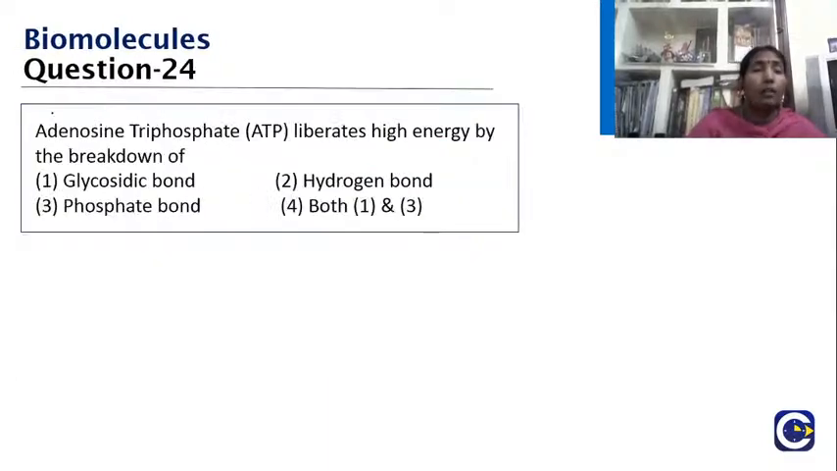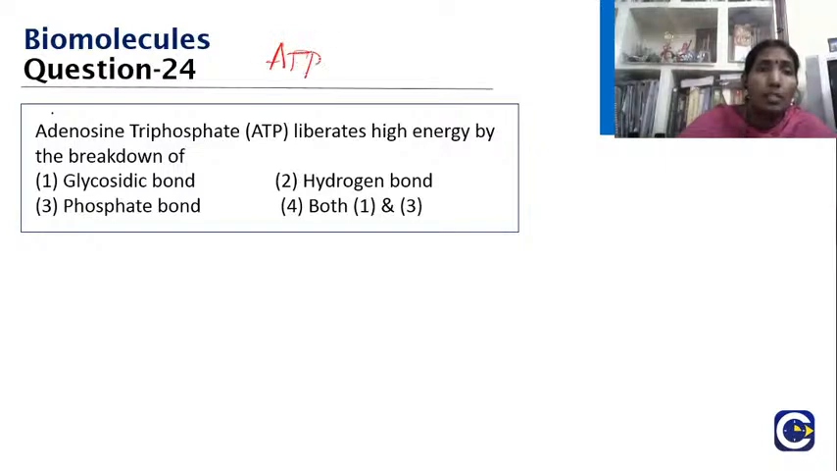Okay. Now coming to this question. ATP, adenosine triphosphate. ATP liberates high energy by breakdown of glycosidic bond, hydrogen bond, phosphate bond, or both glycosidic and phosphate bond. So what should be your answer?